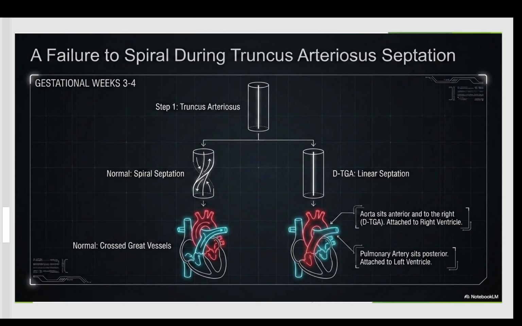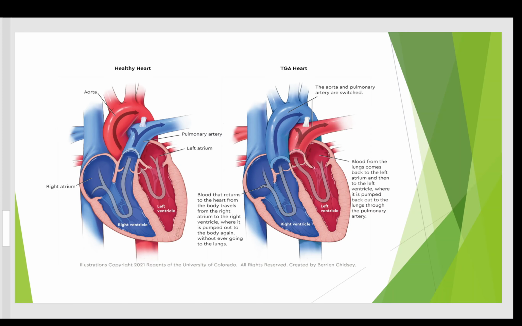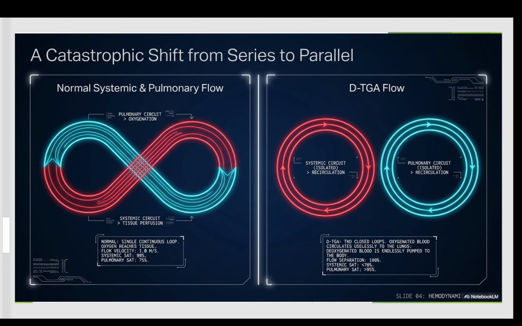The problem with the transposition physiology is that in the embryonic development of the heart, the truncus arteriosus fails to spirally twist, resulting in abnormal connection of the major vessels to the heart chambers. So instead of connecting to the right ventricle, the pulmonary artery connects to the left ventricle and the aorta attaches itself to the right ventricle. So this results in an impossible type of circulation, which is two independent sets of circulation.